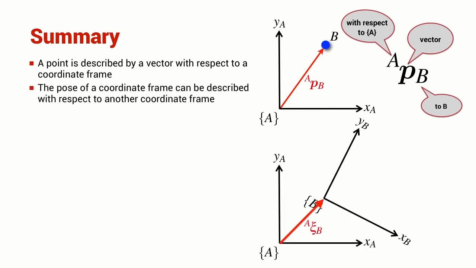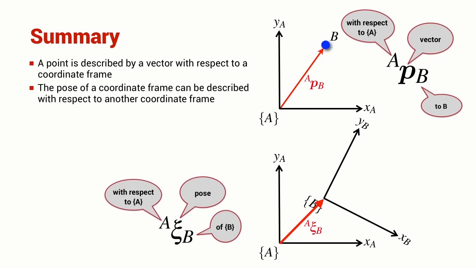The pose of a coordinate frame can be described with respect to another coordinate frame. I use this fat arrow to represent the pose, the motion from coordinate frame A to coordinate frame B. Now the motion is more complex than just a translation like an ordinary vector. It includes a translation and a rotation. So that's why I use a different kind of arrow. You note that it's fatter and it's got a different kind of head. Symbolically, I describe it like this.